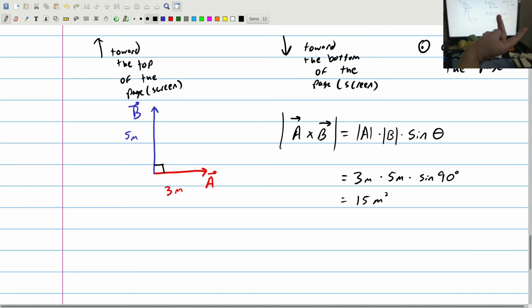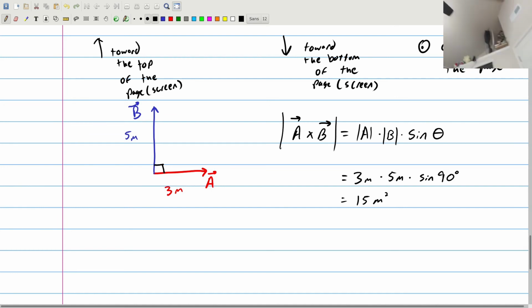Now that I have that, I can use my thumb. If I extend that 90 degrees, it will tell me which way my third vector, my resultant vector, is going to go. When I do a cross product on A and B, my thumb points in the direction of the product. And you can see here, my thumb is pointing out of the screen.